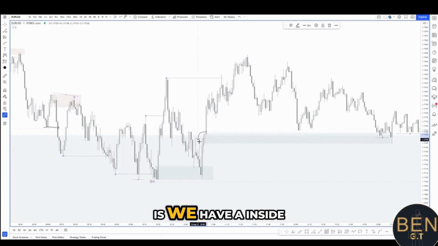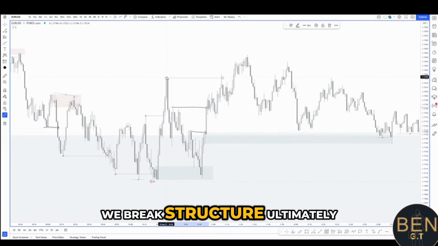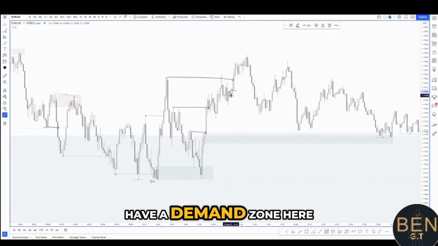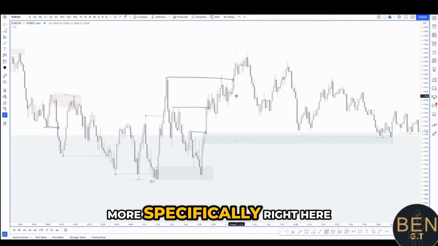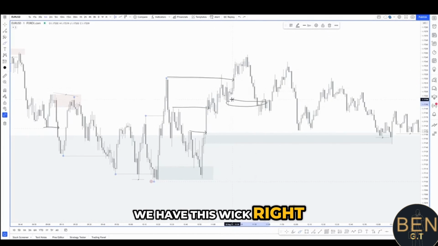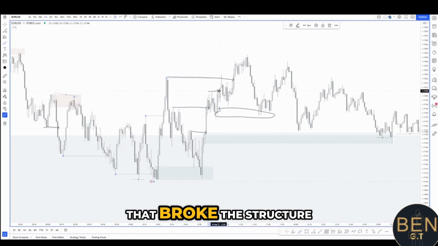What we can see is we have an inside bar here that breaks this structure. We break structure, and ultimately we end up breaking swing structure. If we look at the swing structure and the most recent move, we can see that we have a demand zone here, more specifically right here. It does not get respected. We have this wick right here. It doesn't get respected. We have this demand zone right here that broke this structure.